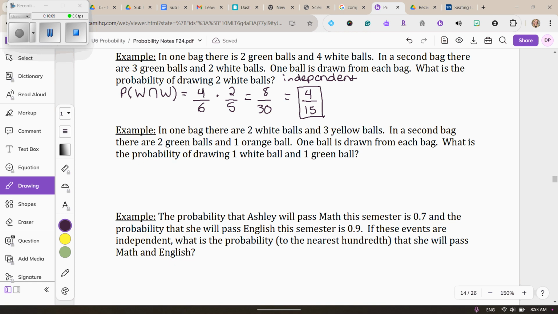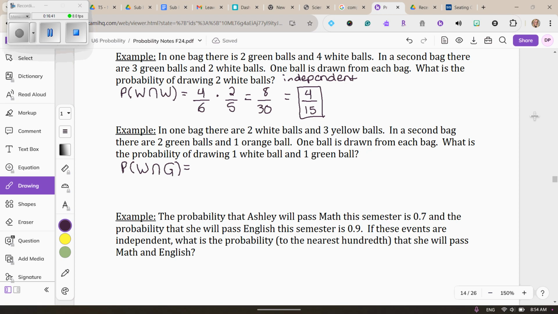Okay, let's try the next one. In one bag, there are 2 white balls and 3 yellow balls. In the second bag, there are 2 green balls and 1 orange ball. One ball is drawn from each bag. What is the probability of drawing 1 white ball and 1 green ball? So we are looking for the probability of a white and a green ball. Once again, these are 2 separate bags, so they are going to be independent events.